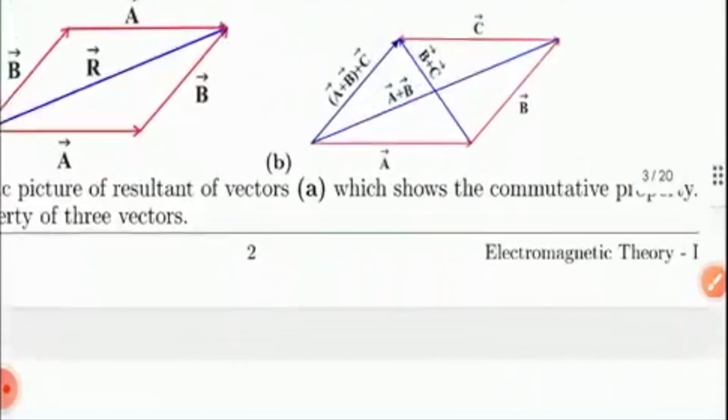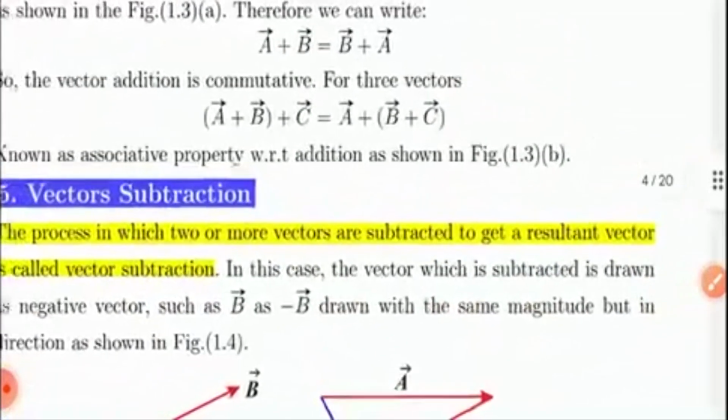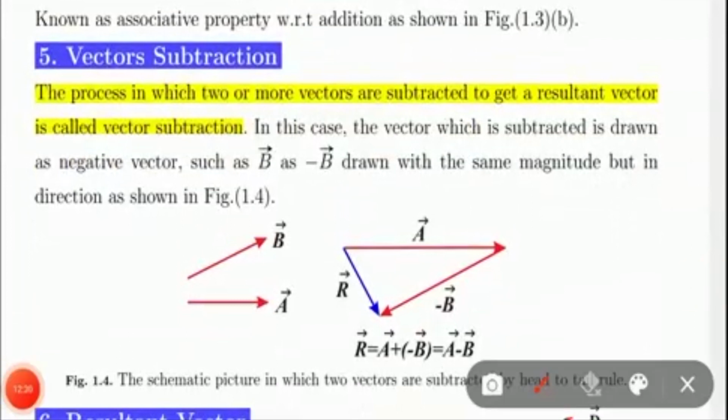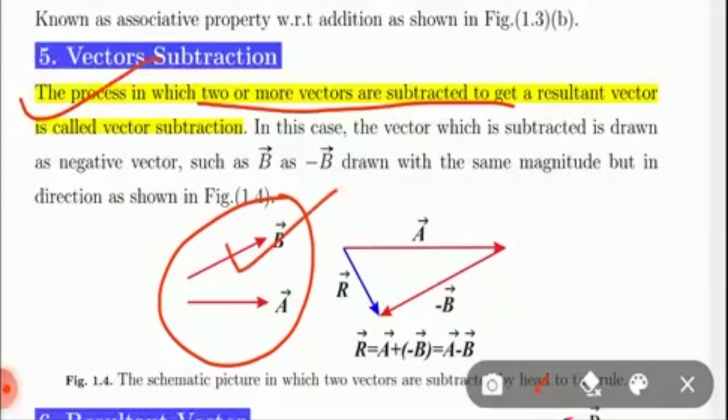And similarly, we will discuss the vector subtraction. Vector subtraction is nothing else, just like an addition. Here you will see the definition that the process in which two or more vectors are subtracted to get a resultant vector is called the vector subtraction. Here in this diagram, you will see another two vectors, vector A and vector B. And if we want to subtract these two vectors, we have to reverse the one vector.